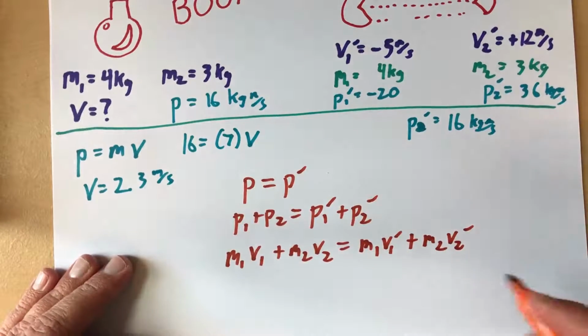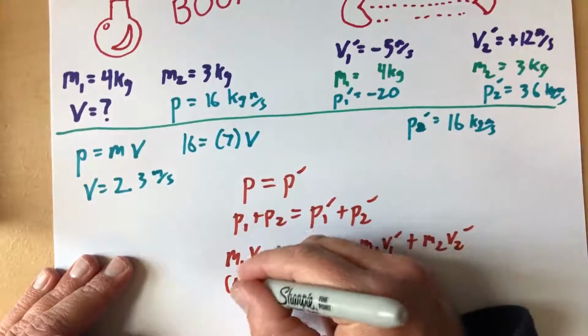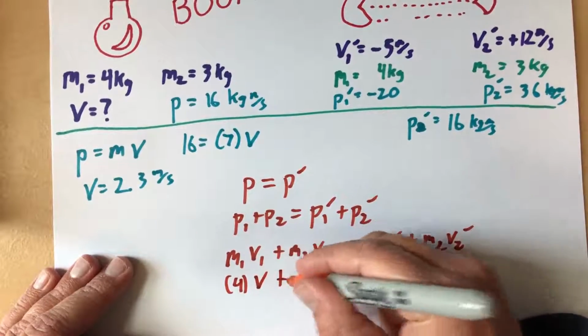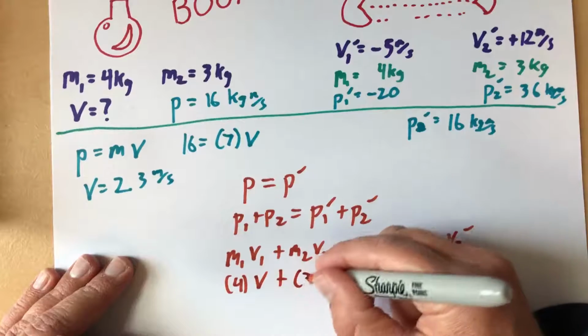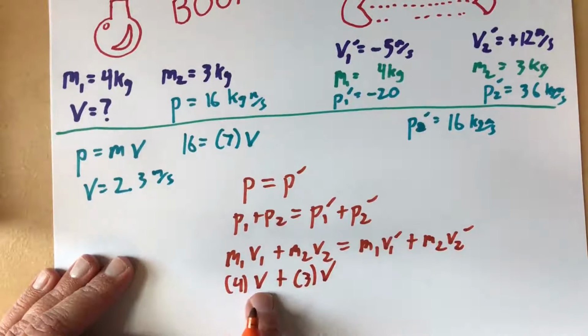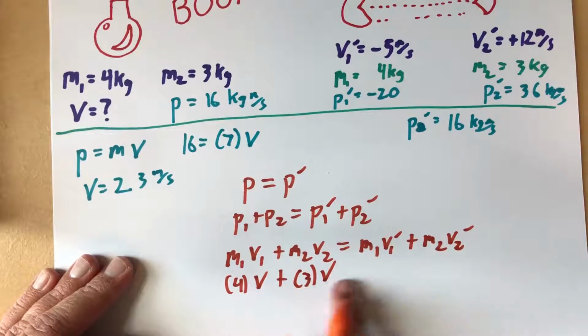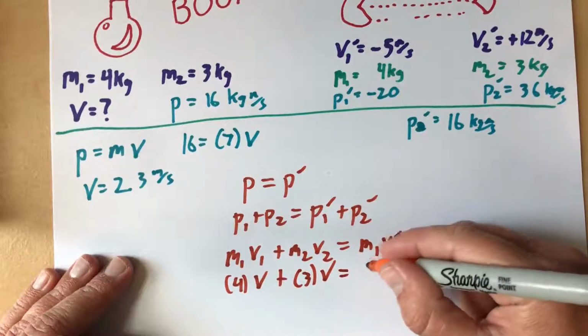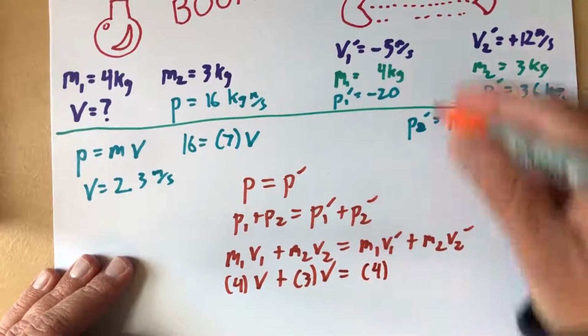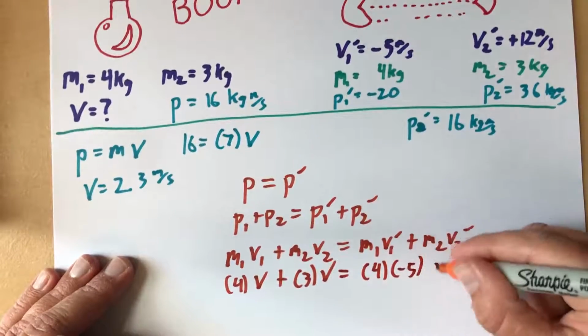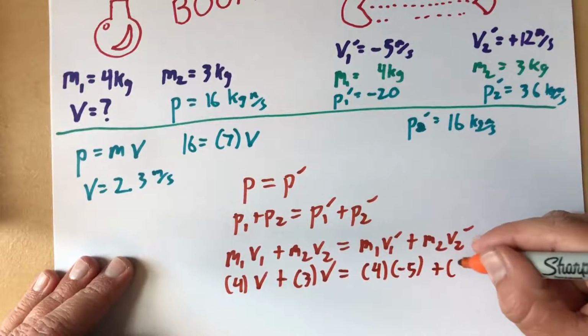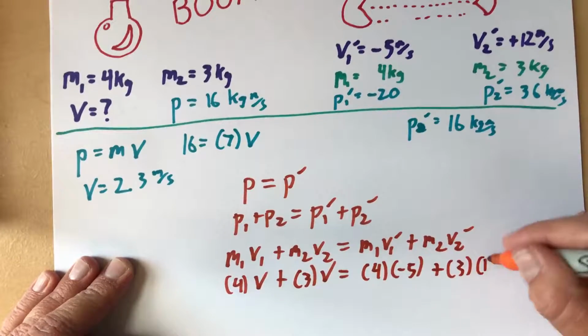And then you could plug everything in here. Because we know mass 1 is 4, we're looking for that velocity. We know mass 2 is 3, we're also looking for that velocity. And I'm not going to write 1 or 2 because they actually have the same velocity. And over here, mass 1 is 4, we know its velocity is negative 5. Mass 2 is 3, and we know its velocity afterwards is 12.